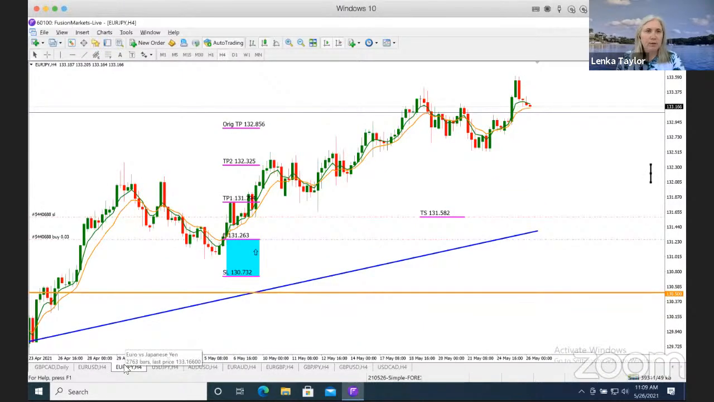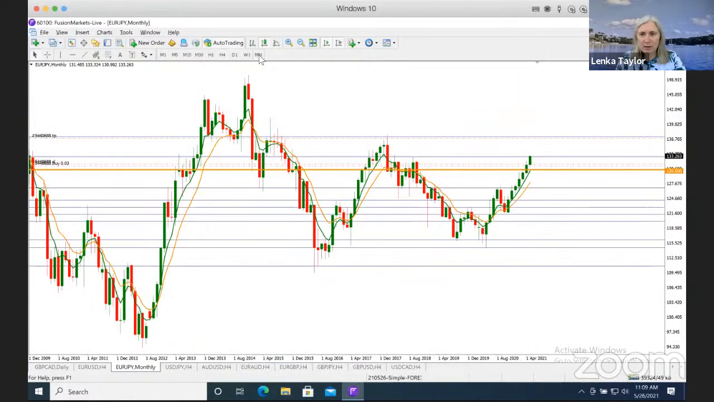Next currency pair I'm going to have a look at is Euro Jpy. We've been in for a few weeks there as well. This one is still going in the upward direction. In terms of monthly, that's looking really good. I'm still looking for a long all the way up to here on the weekly.